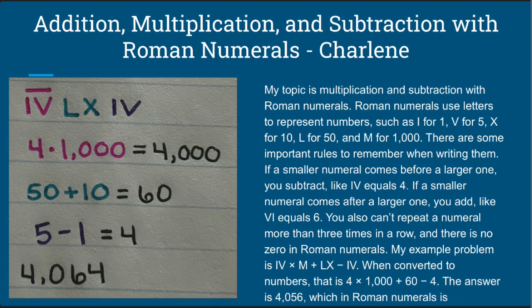My example problem is IV times M plus LX minus IV. When converted to numbers, that is 4 times 1000 plus 60 minus 4. The answer is 4056, which in Roman numerals is MMMMLVI.